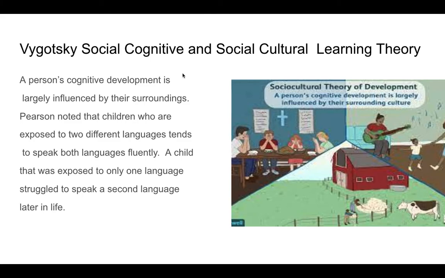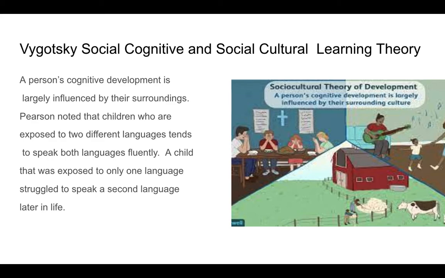So, and then we get to Vygotsky's social cognitive and sociocultural learning theory. A person's cognitive development is largely influenced by their surroundings. This is what Vygotsky has to say. And the Pearson Reveal noted that children who are exposed to two different languages tend to speak both languages fluently. A child that was exposed to only one language struggled to speak a second language later in life.